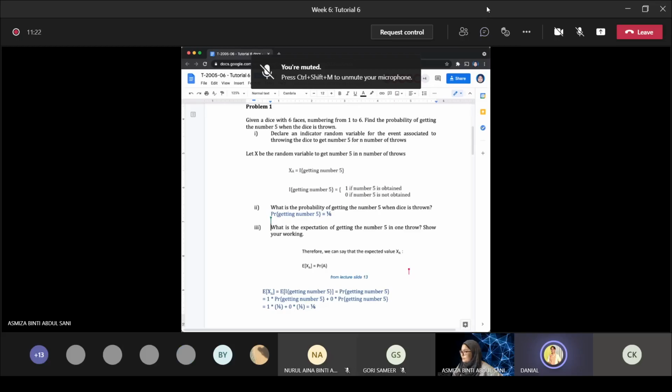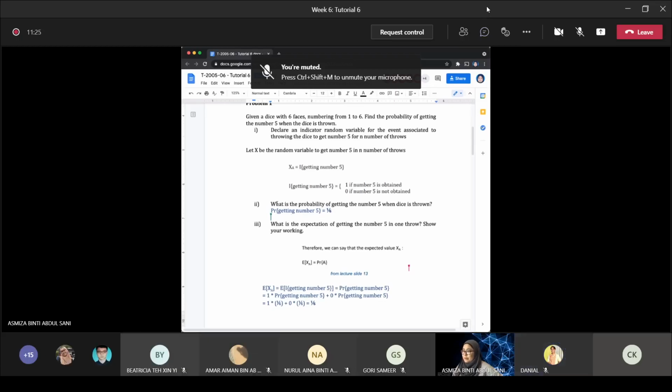Yes. Okay. So for question 2, what is the probability of getting number 5 when a dice is thrown? The probability of getting number 5 is 1/6. Do you know how we get the 1/6? Since there are 6 faces on the dice and 5 is one of the faces, the probability of getting 5 in this case is 1/6.